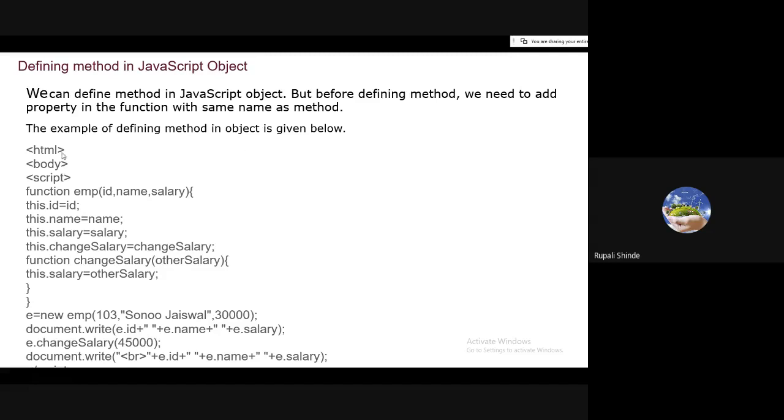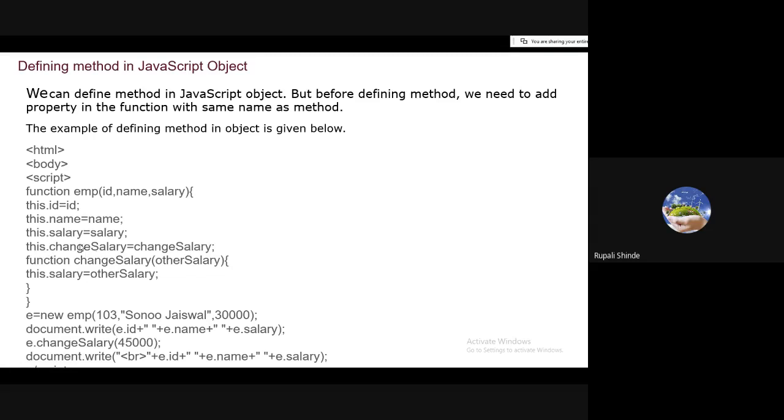Okay, here we have an example. We have the function emp, which has the parameters id, name, salary. Then this.id is equal to id, this.name is equal to name, this.salary is equal to salary. Accordingly we have three properties of the object. But sometimes I want to change something in that particular object. So what I have to specify here is this.changeSalary.